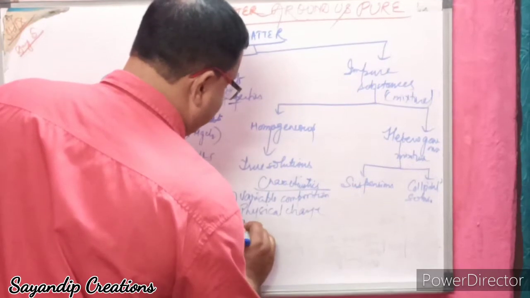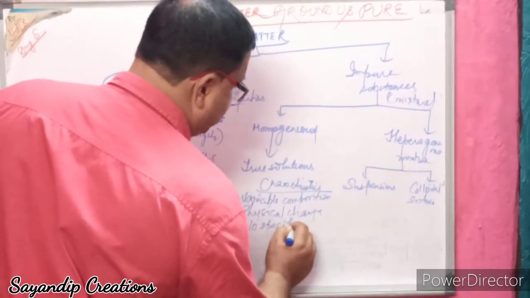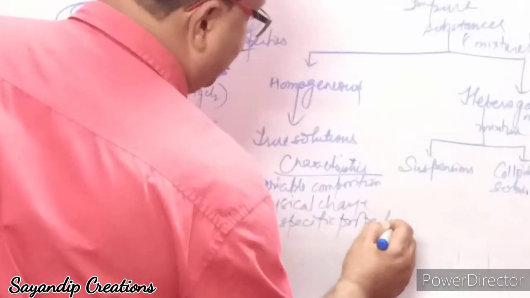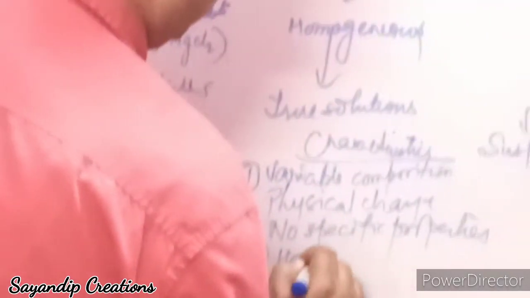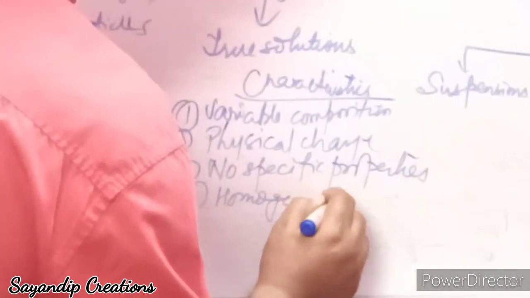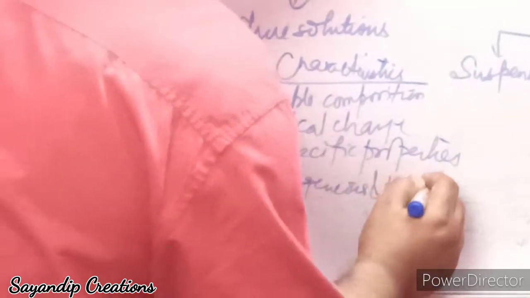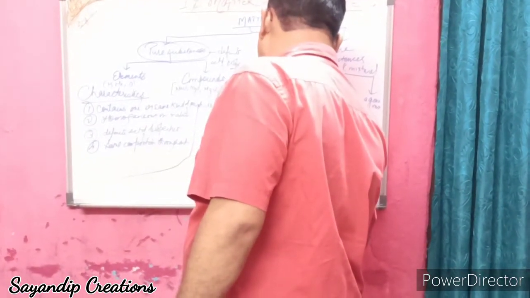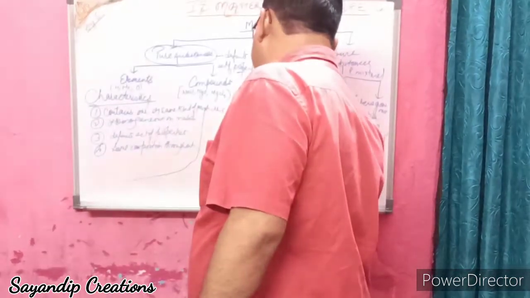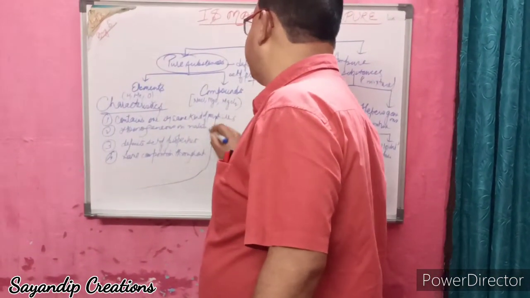No specific properties. Third, they are homogeneous and heterogeneous in nature. That is, most of the mixtures are heterogeneous in nature. That means most of them are heterogeneous in nature. This is correct. Homogeneous mainly refers to pure substances. Okay.